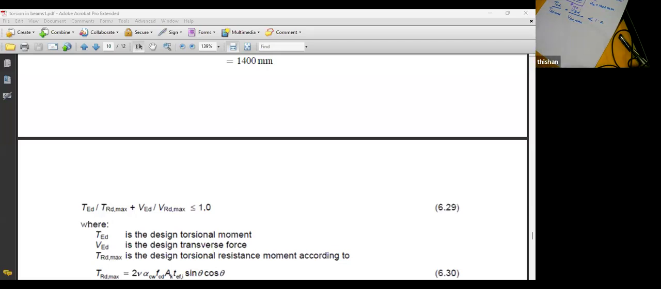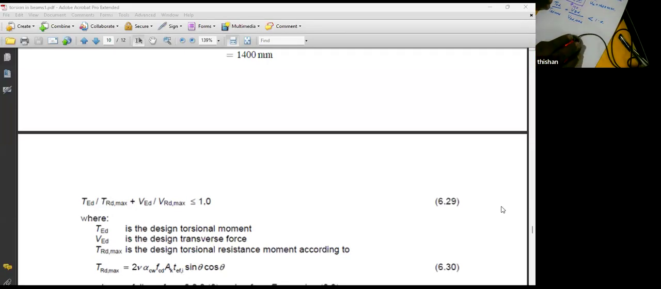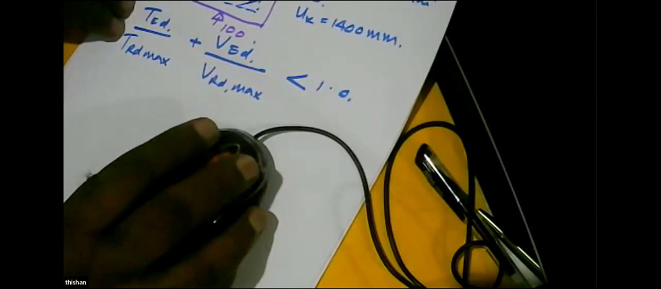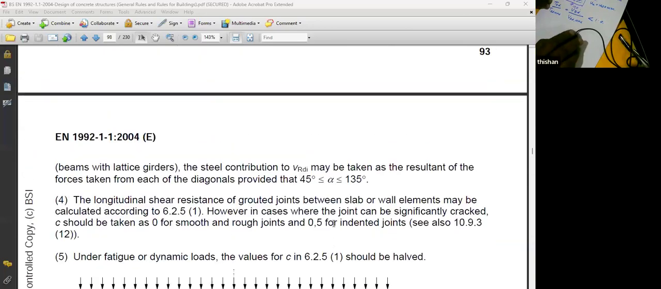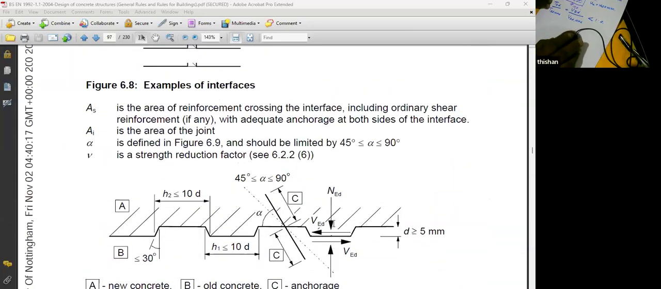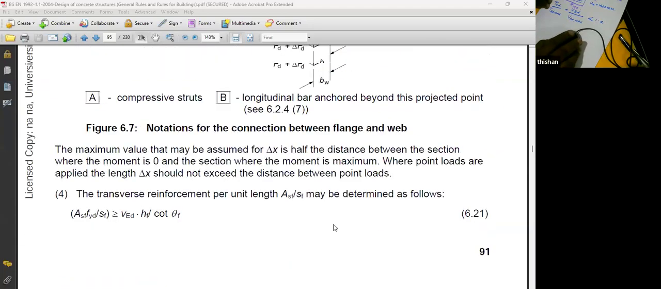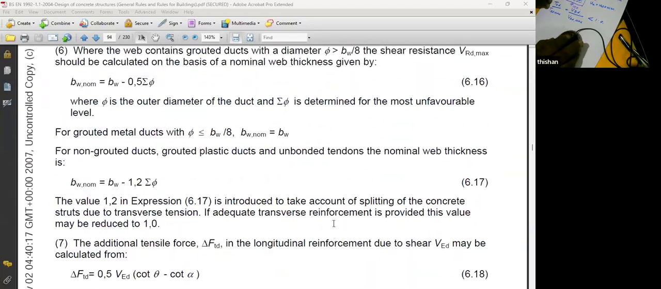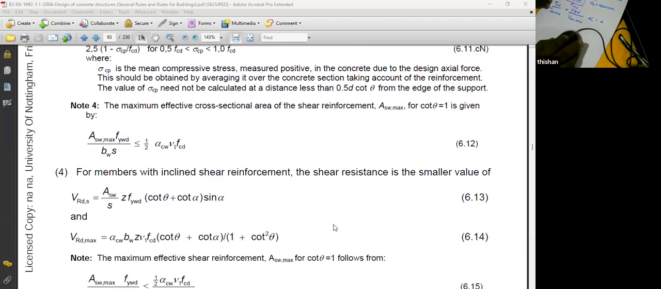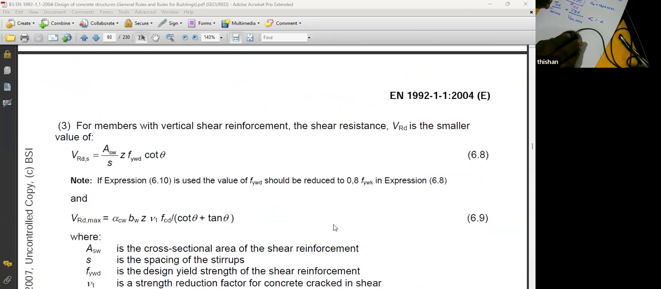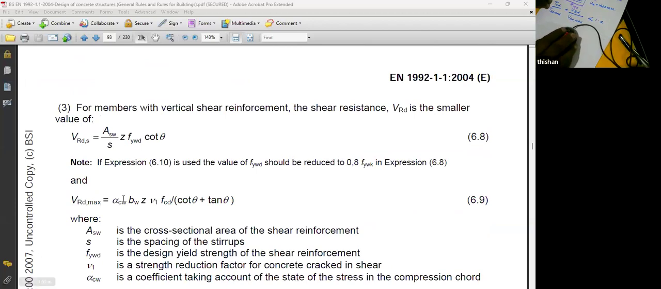Now for this, we need VRD max. Now how do we find VRD max? So I'll stop share and I'll share the code. Now we are in torsion, but if we go to direct shear, we have the equation for VRD max, and so that means VRD max can be calculated.